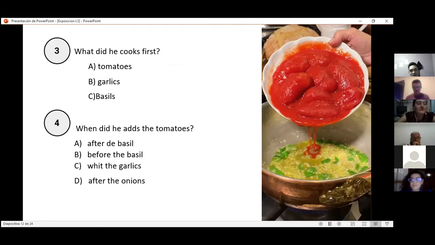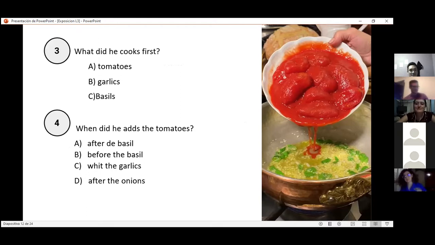Okay. What did he cook first? The onions, the garlic, or the basil? This question is for Alejandro. Option number B. Yes, it's absolutely correct.